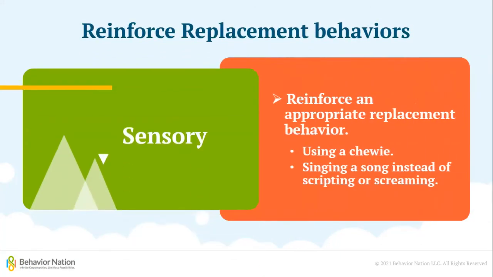Finally, sensory. If your child engages in a challenging behavior with a function of sensory or automatic, consider an appropriate replacement behavior that they could engage in in lieu of the challenging behavior. For example, if you have a child that engages in mouthing non-edible objects, you could provide them with a chewy. This is something they could wear around their neck or attached to their clothing that they can chew instead of potentially harmful non-edible objects. If you have a child that engages in loud vocalizations, you could teach them to sing a song instead of scripting or screaming. This way, they can still hear auditory stimulation without the inappropriate and challenging behavior.